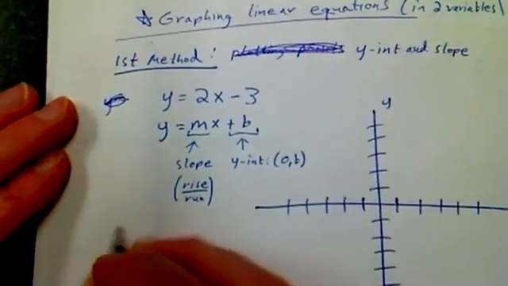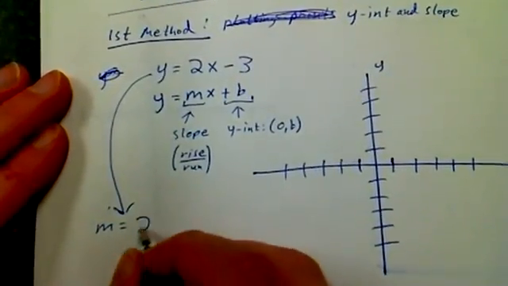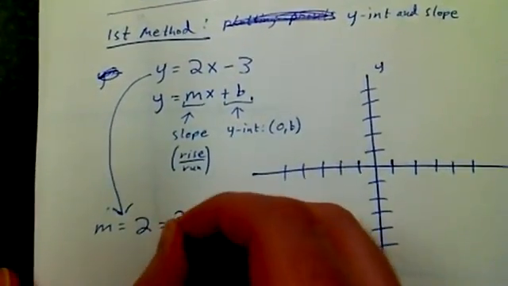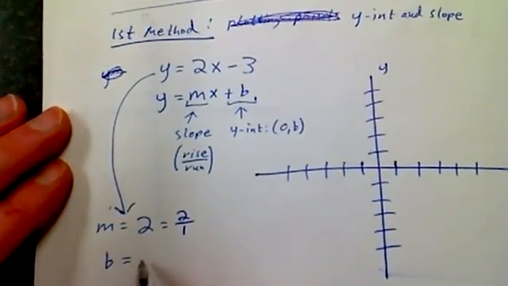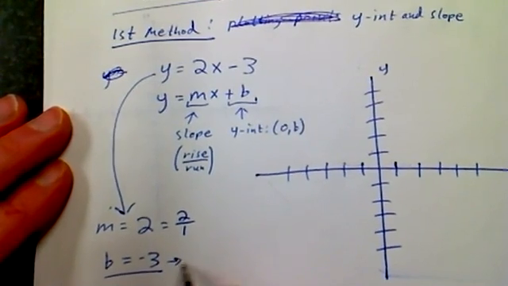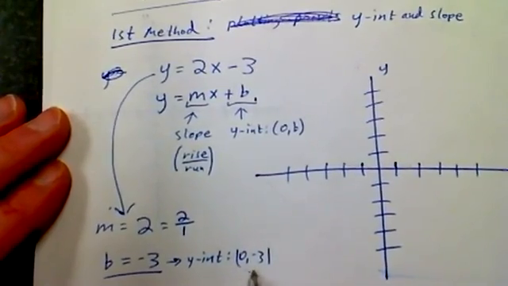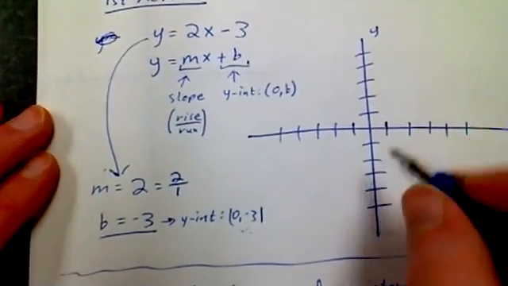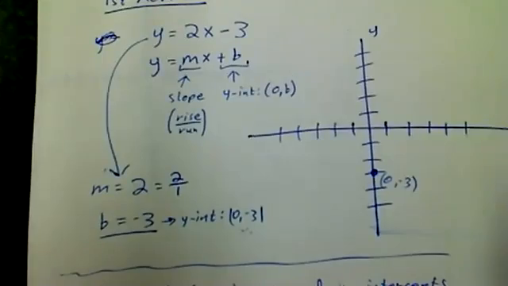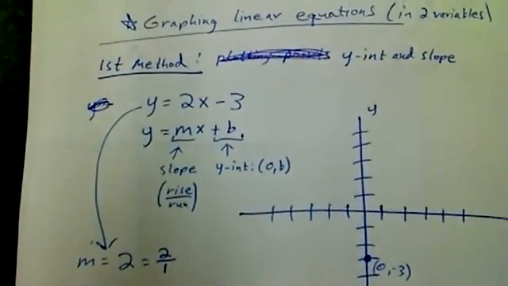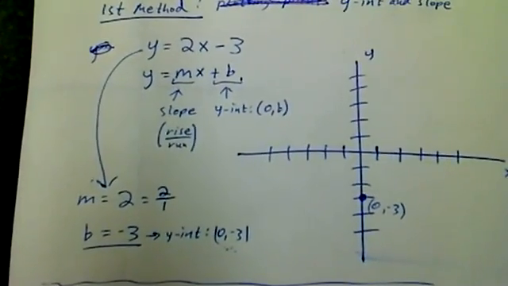So if we look above, we see that the slope, in our case m, is equal to 2, which is the same as 2 over 1. So it rises 2 and runs over 1. And our b is -3. That tells me I have a y-intercept of 0, -3. That's where I usually start. So if I go to 0, -3, that's right here. Now remember, these are linear equations. That means their graphs look like lines, a straight line. How many points determine a line? You need 2.